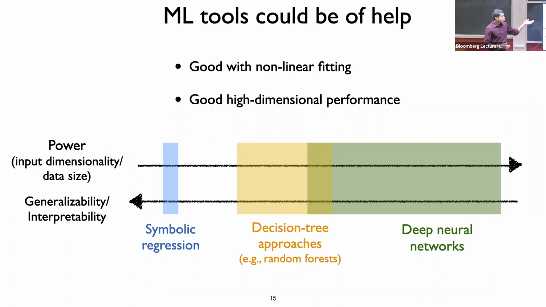Machine learning tools are generally good with nonlinear fitting, and they also perform well in high dimensions as compared to traditional techniques. Here I've shown a comparison of three different machine learning techniques. On one side you have deep neural networks, which are used a lot for image recognition or natural language processing, but they may not be the best tools to use in physics. On the left is the tool that we have tried to use, which is symbolic regression.